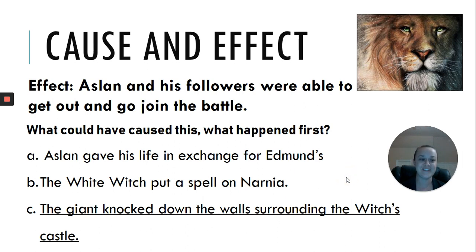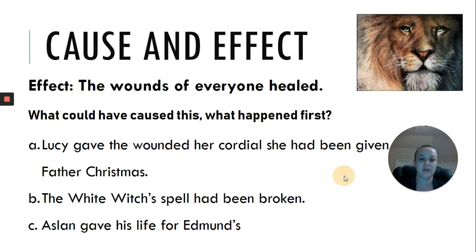That was C. Good job. The giant knocked down the walls with his club, remember? That was surrounding the witch's castle, and then Aslan and his followers were able to get out and go join the battle. Good. Okay, let's try that again.